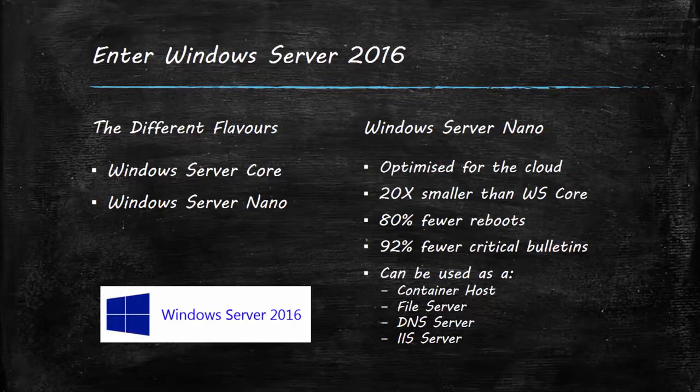So there isn't the footprint for some of the security vulnerabilities that they've had in recent times. And I think at the moment, you can use it to run as a container host, a DNS server, a file server, a web server, an IIS server. That's all you can use Windows Server Nano for. Sorry? Hyper-V as well.